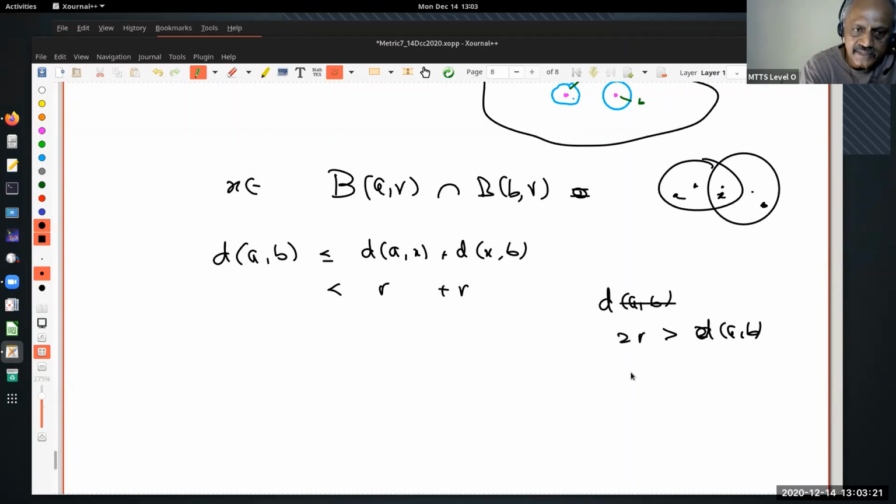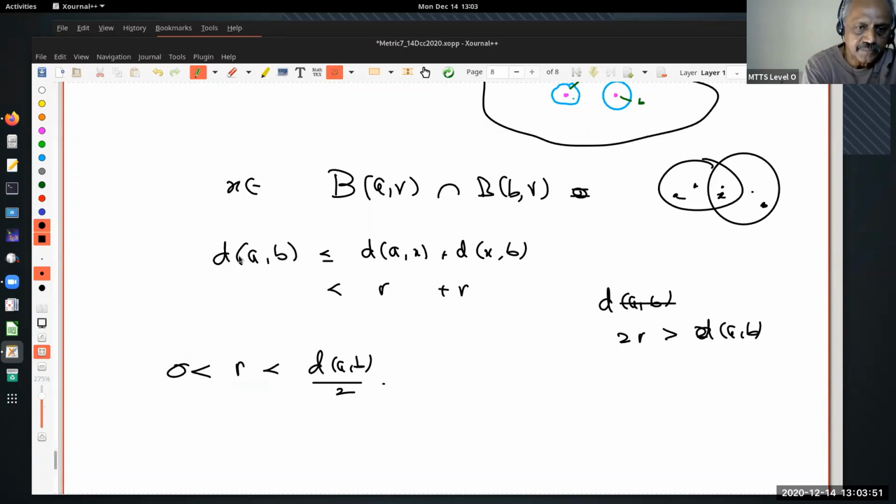So what does it suggest? If r is such that B(a, r) intersection B(b, r) is not empty, then 2r must at least be the distance between a and b. That's what we understand. Therefore, I don't want this to happen. So what should I do? I can choose r such that 2r is less than or equal to, let us choose r such that r is less than or equal to the distance between a and b divided by 2. Can I do that?